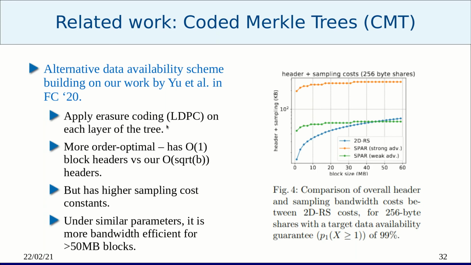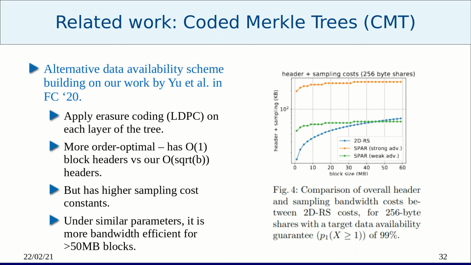Now, the most related work to the work presented here is a proposal called Coded Merkle Trees, which was first presented last year at FC20, and this scheme builds on our work. The way that it works is that it proposes a Merkle tree where each layer of the tree is erasure coded using an LDPC code. The Coded Merkle Tree scheme is more order optimal than the scheme presented in this paper because it only requires an order 1 commitment in the block header, which is simply the Merkle root of the coded Merkle tree. Compared to our scheme, where you have to commit to the Merkle root of every single row and column in the two-dimensional erasure code, which requires an order square root of block size commitment in the block header.